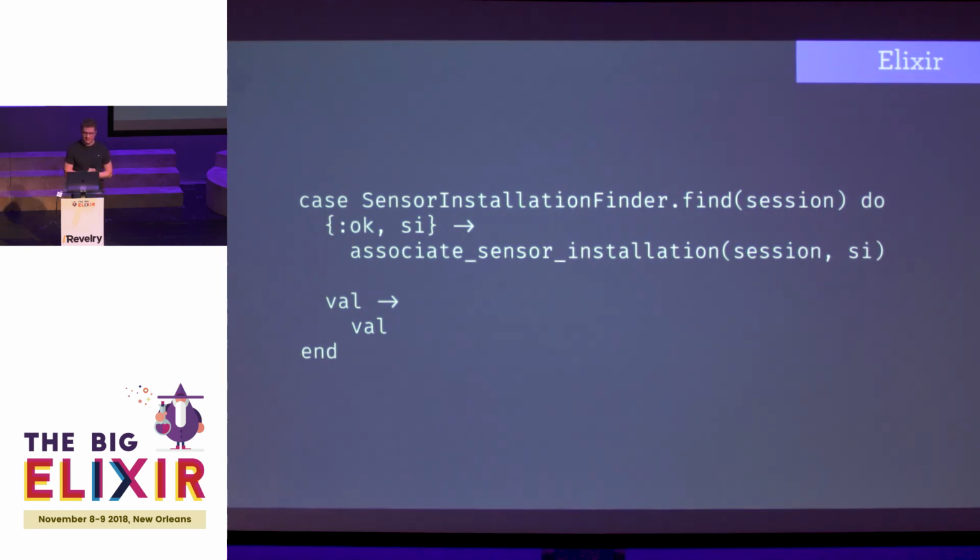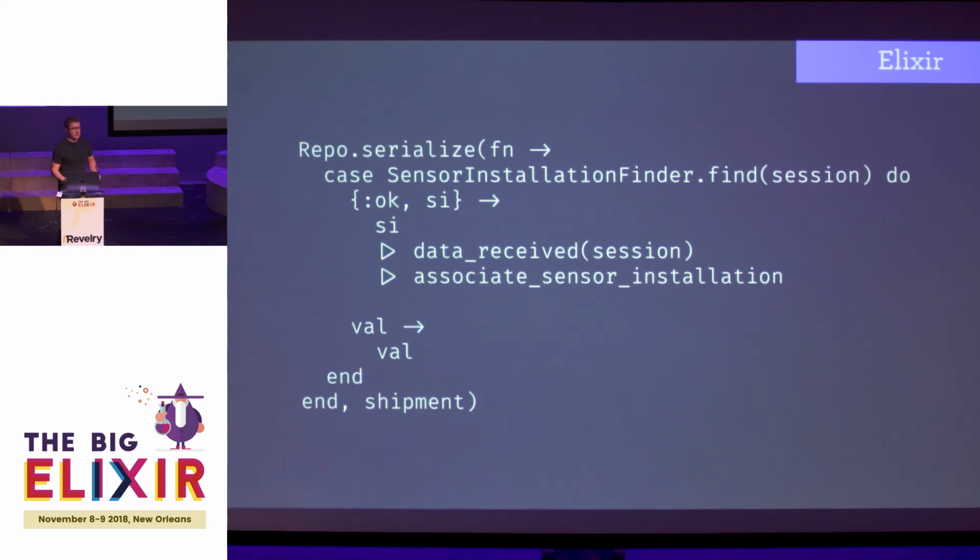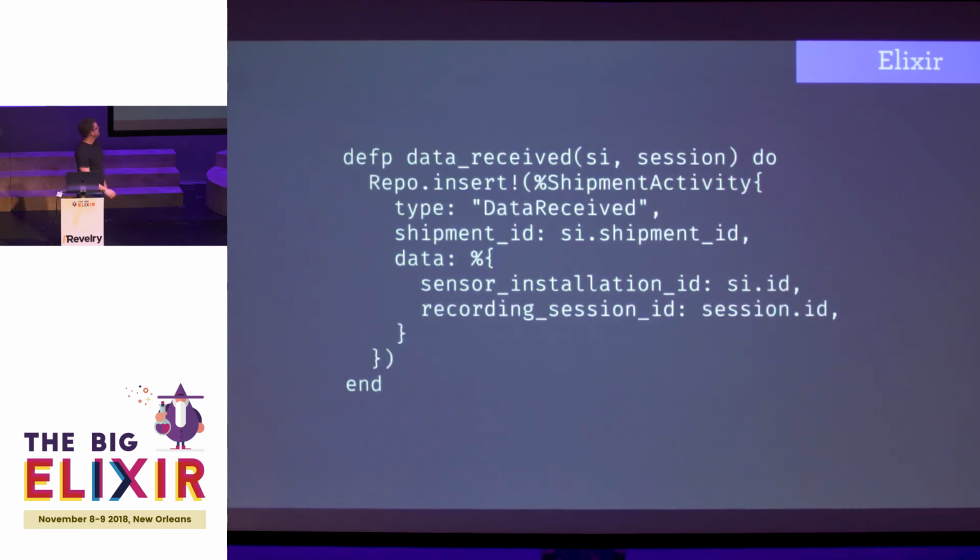The idea is that instead of changing any of those functions, you just change how they're called. So you wrap it in a serialized call, you do your finding logic, and then before you associate the sensor installation data, you cut a data received event. This little function is creating one of our little shipment activity structs. It's a data received type, it's got the shipment ID, and a little bit of information.